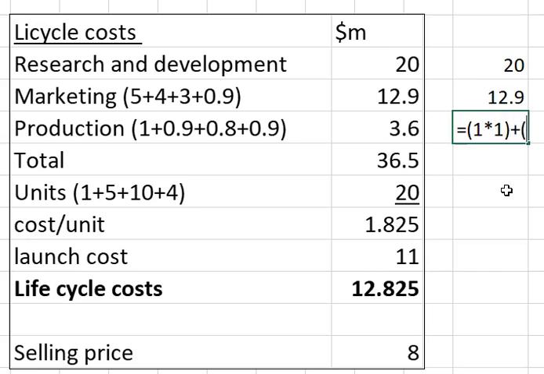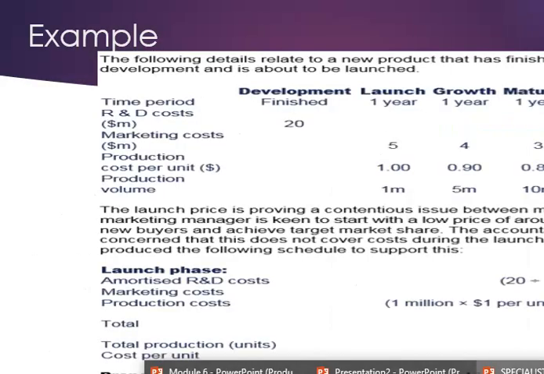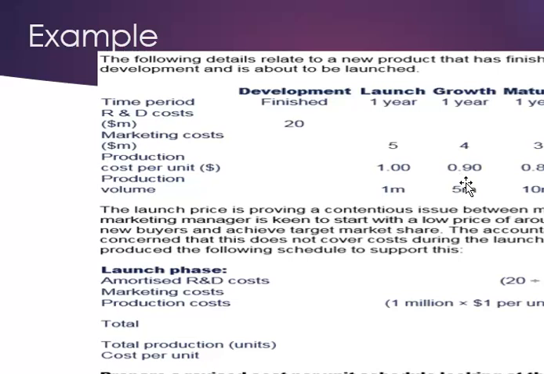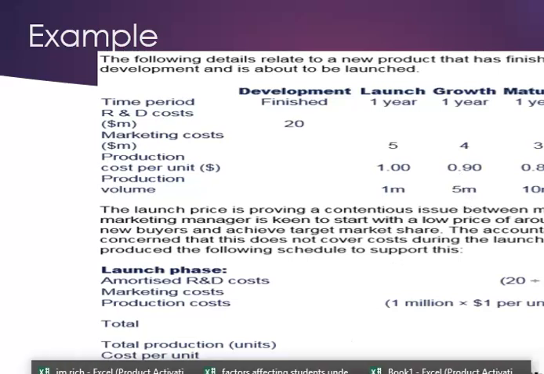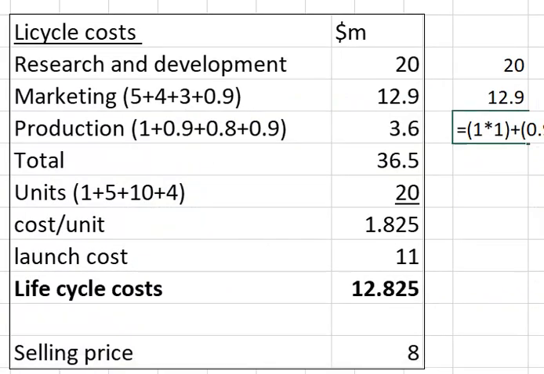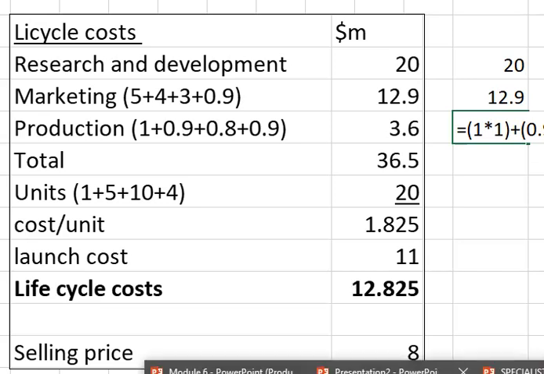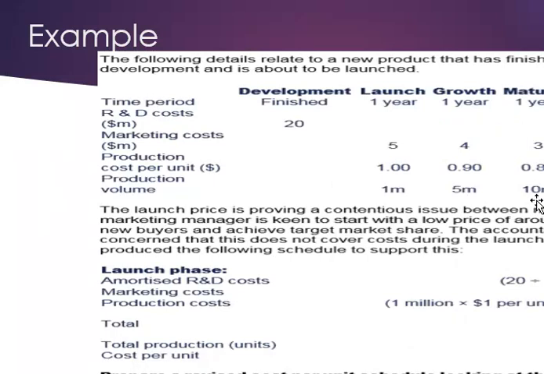Plus, open the brackets, 0.9 times, so this was 0.9 times 5 million, because we have 5 million. We are multiplying cost per unit times units, so that is times 5 million. Plus 0.8 times, so 0.8 is times 10 million units.